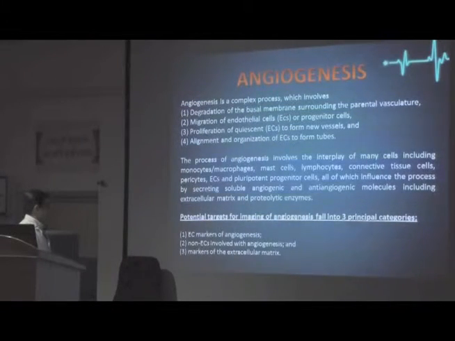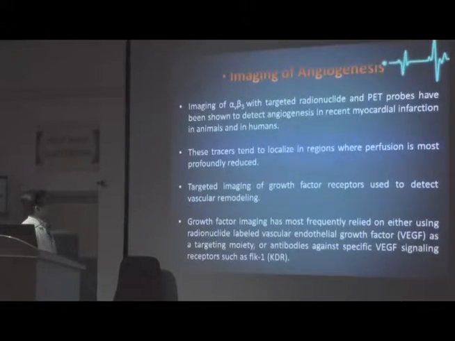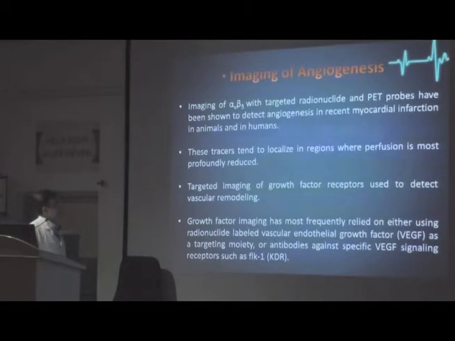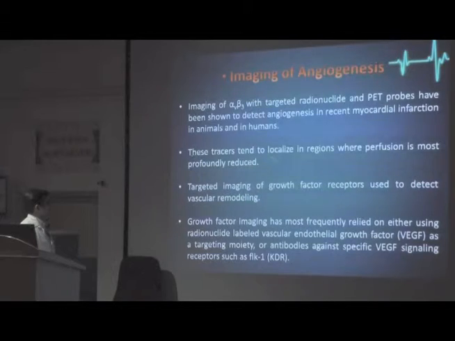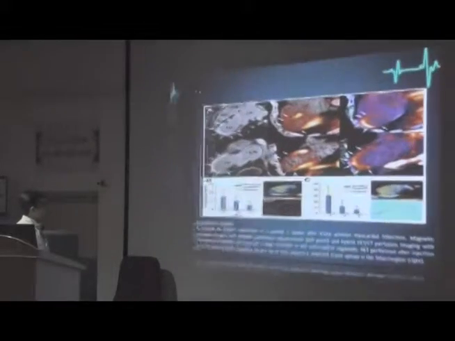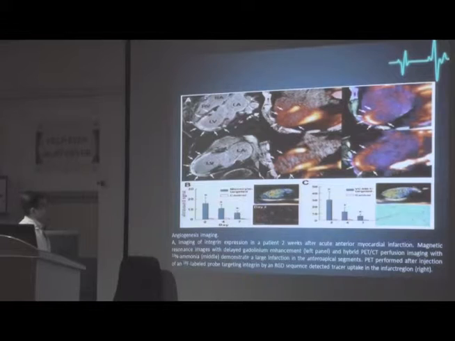The potential targets for imaging of angiogenesis fall into 3 principal categories: endothelial cell markers, non-endothelial cells involved in angiogenesis, and the markers for the extracellular matrix. The imaging of alpha v beta 3 with targeted radionuclides and PET probes has been shown to detect angiogenesis in recent myocardial infarction in animals and in humans. These tracers tend to localize in regions where perfusion is most profoundly reduced. Targeted imaging of growth factor receptors is used to detect vascular remodeling. Growth factor imaging has most frequently relied on radionuclide-labeled vascular endothelial growth factors. This is the infarction image. This is a normal MRI, this is the PET and MRI.